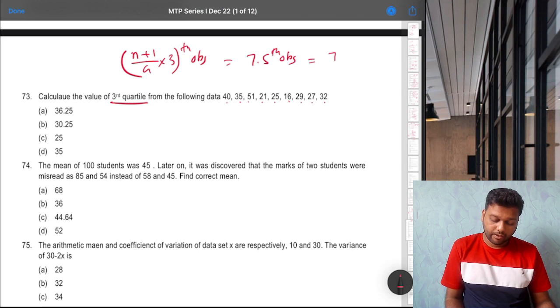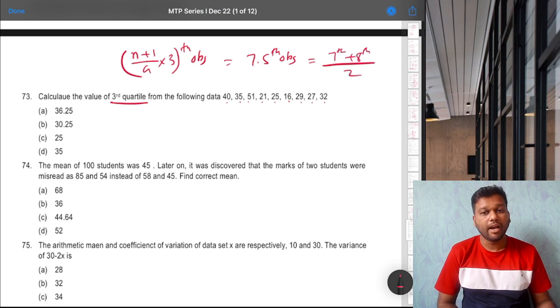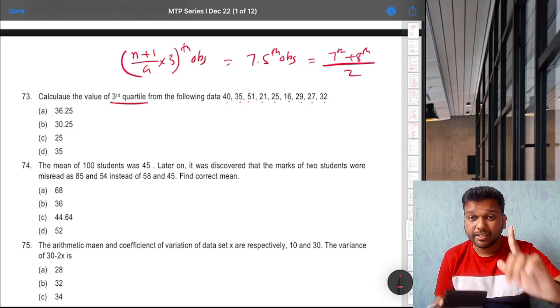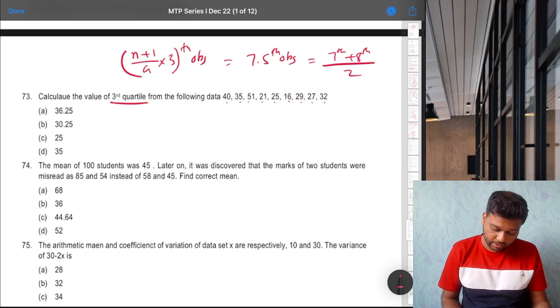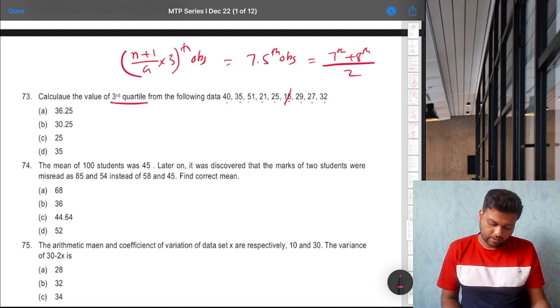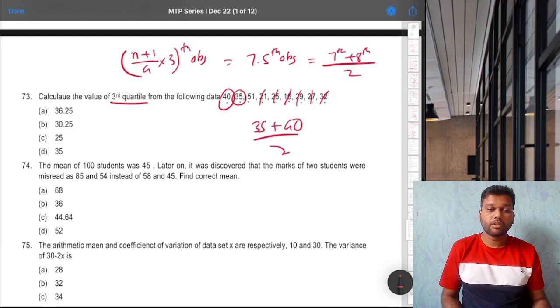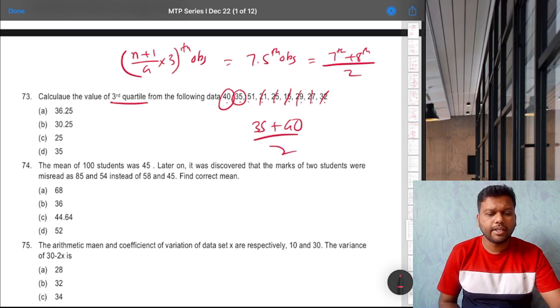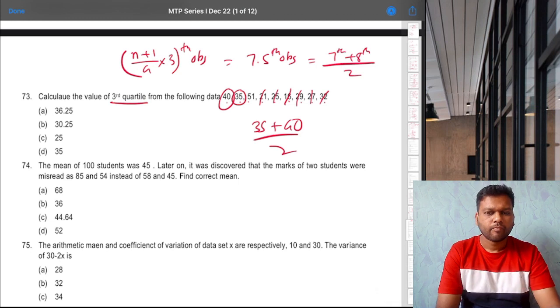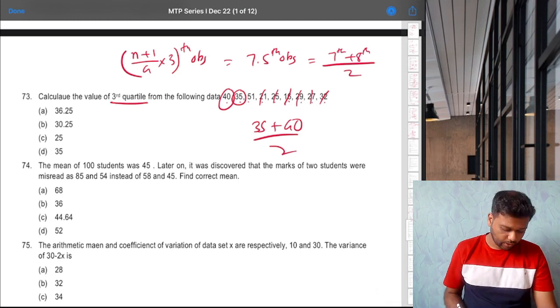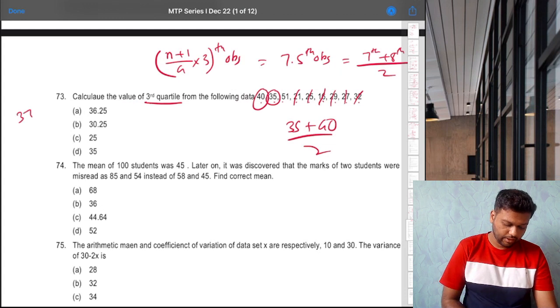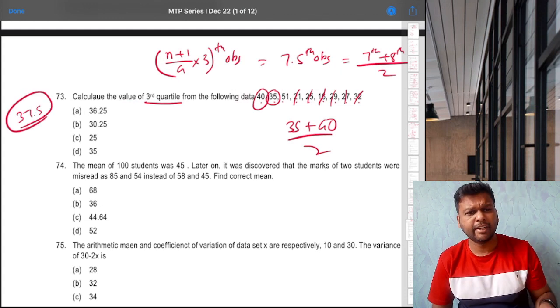7.5 means what? 7th observation plus 8th observation divided by 2. Average of 7th and 8th. Now we have to arrange this in ascending order first, because it is not in ascending order. So let's see. 1, 2, 3, 4, 5, 6. This is 7th observation. This is 8th observation, right? So 35 plus 40 by 2 will be 37.5. That will be the answer. So 37.5 is not in the options, but that is the answer. Okay, 37.5. Options are wrong for question 73.